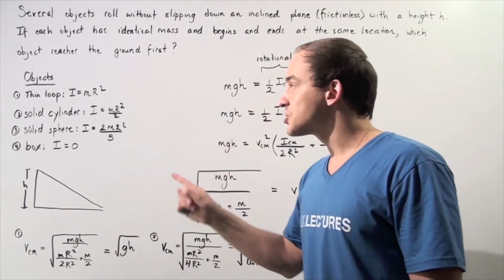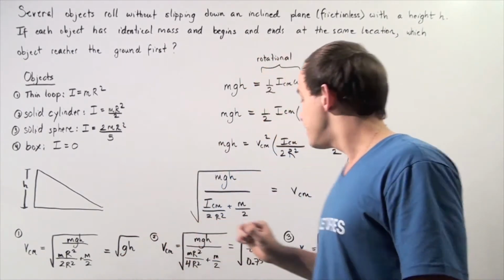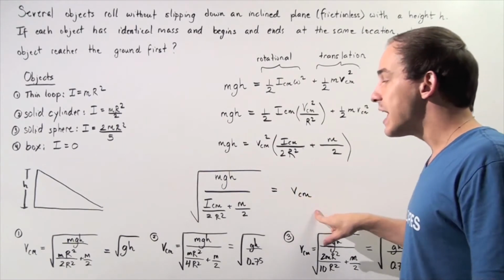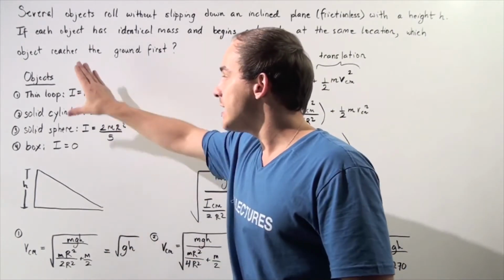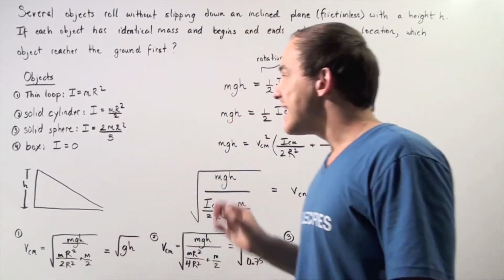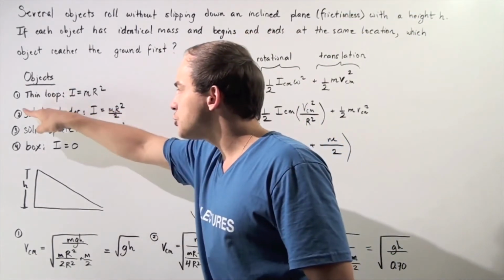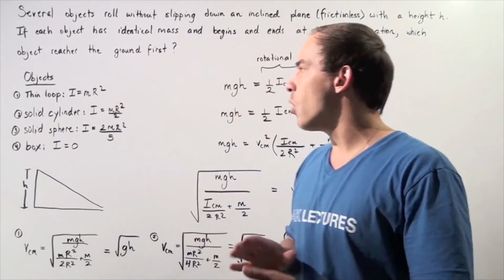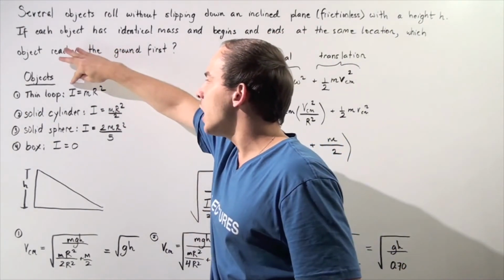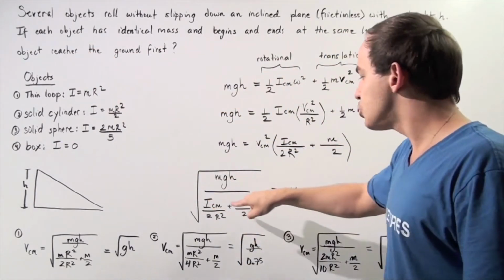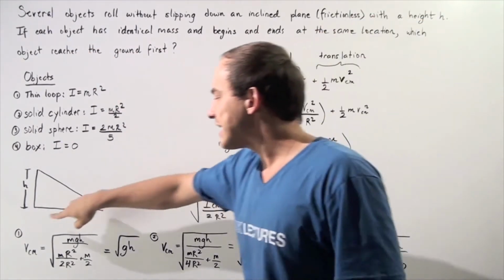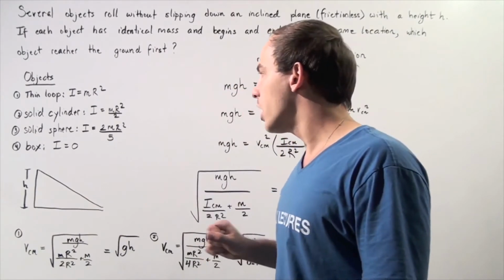So all of that gravitational potential energy goes into kinetic energy of its translational motion. So the box will have the highest value for V_CM, and the box will end up at the bottom first before any of these other objects. Now let's consider objects 1, 2, and 3, beginning with object 1. So we basically want to plug in the moment of inertia I of the object into this equation. So that's exactly what we do in part 1.